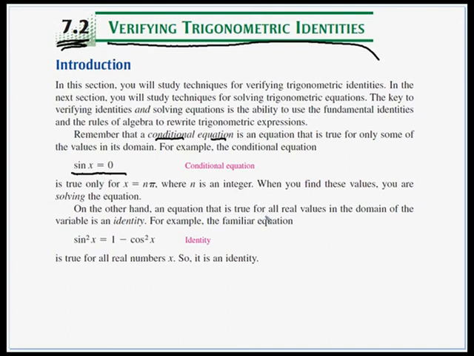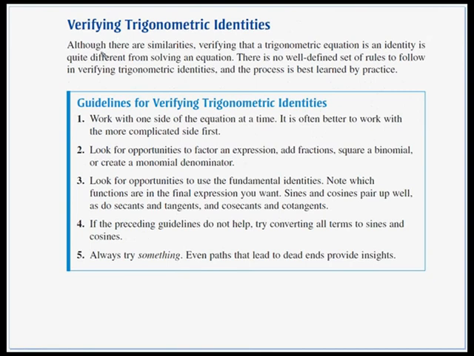On the other hand, an equation that is true for all real values in the domain of a variable is an identity. For example, the familiar equation sine squared equals 1 minus cosine squared. You know, that's our Pythagorean identity, sine squared plus cosine squared equals 1, and we subtracted cosine squared from each side. This is true for all real numbers x, so this is an identity. So although there are similarities, verifying that a trigonometric equation is an identity is quite different than solving an equation.